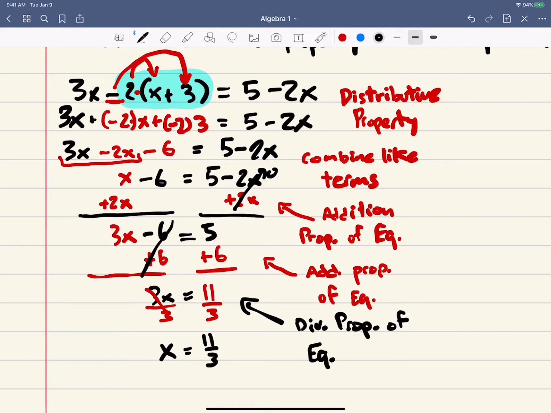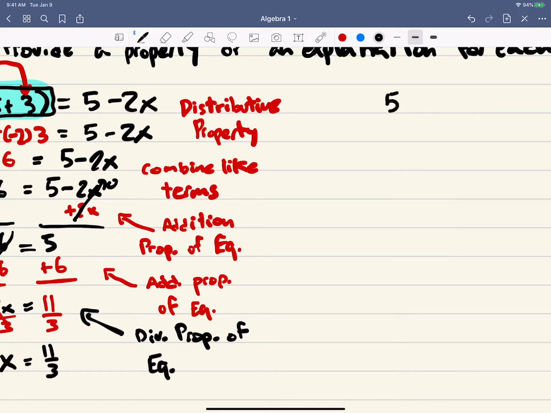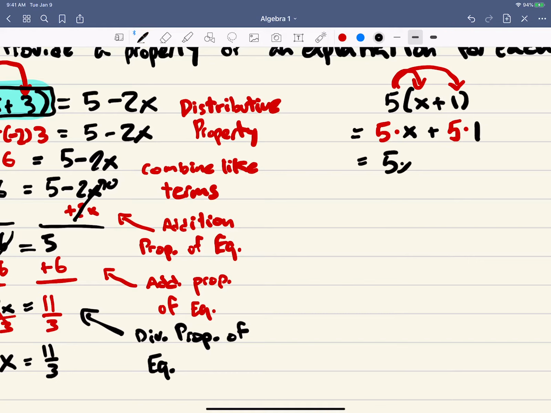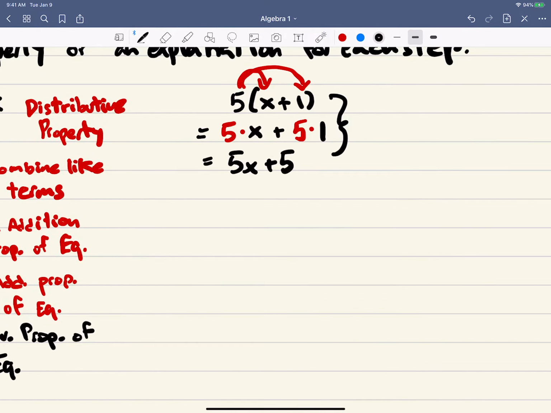The hardest part of solving this equation is this first step right here, and that's the distributive property. Remember, whenever you have something like 5 times the quantity x plus 1, what you're going to do is multiply 5 times x, plus 5 times 1, and that's going to give you 5x plus 5. This is called the distributive property, and that's probably going to be the hardest part about this lesson.